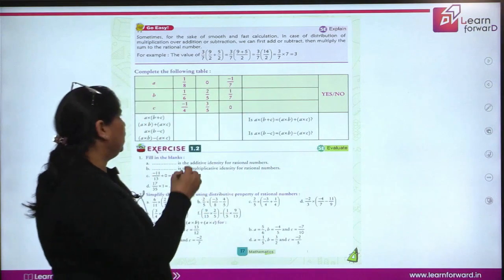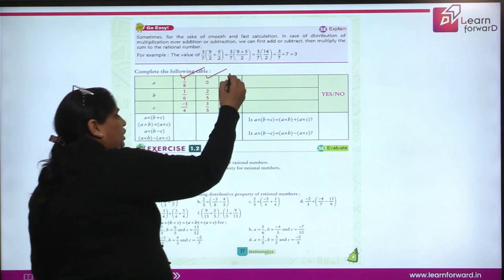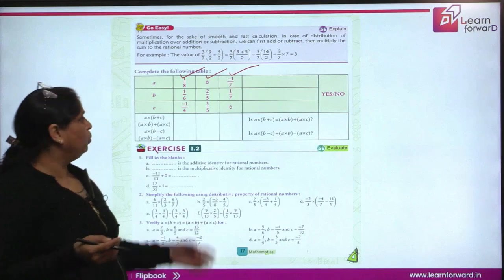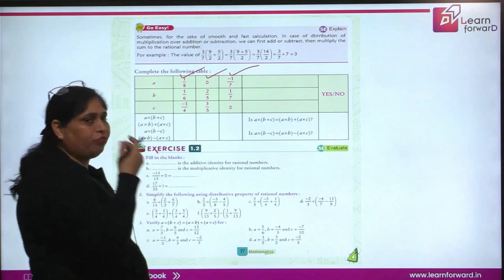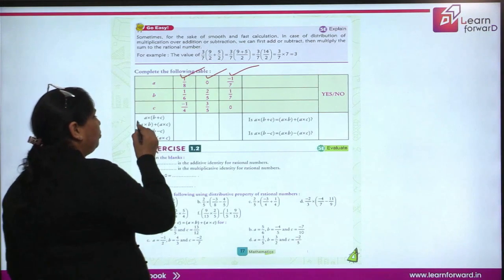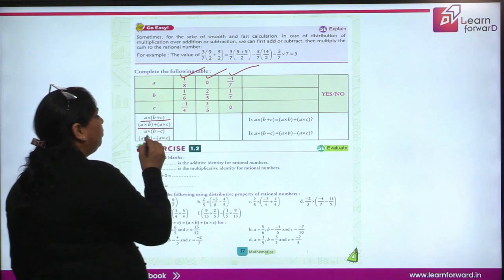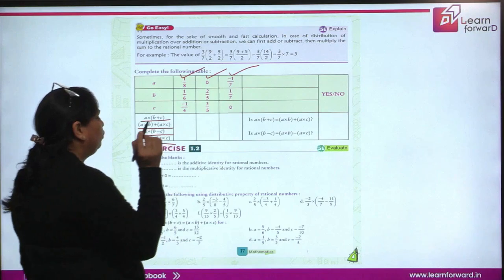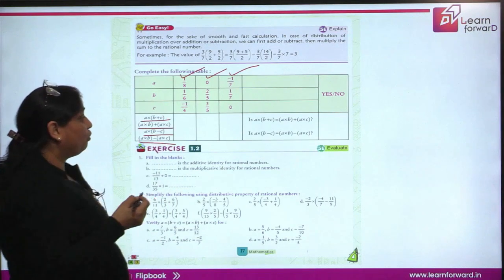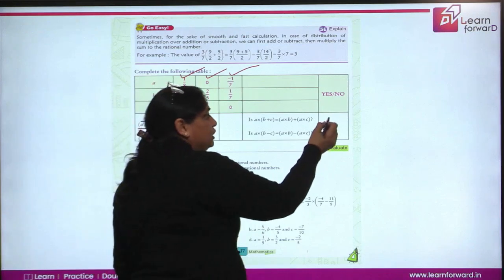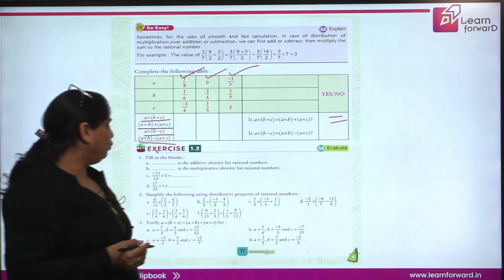Again, a very easy task for you. A, B, C, we have taken three examples of rational numbers. We have to verify this property, this property, this and this. We have to solve these property rules, and we have to write the answer here only. All of you have to.